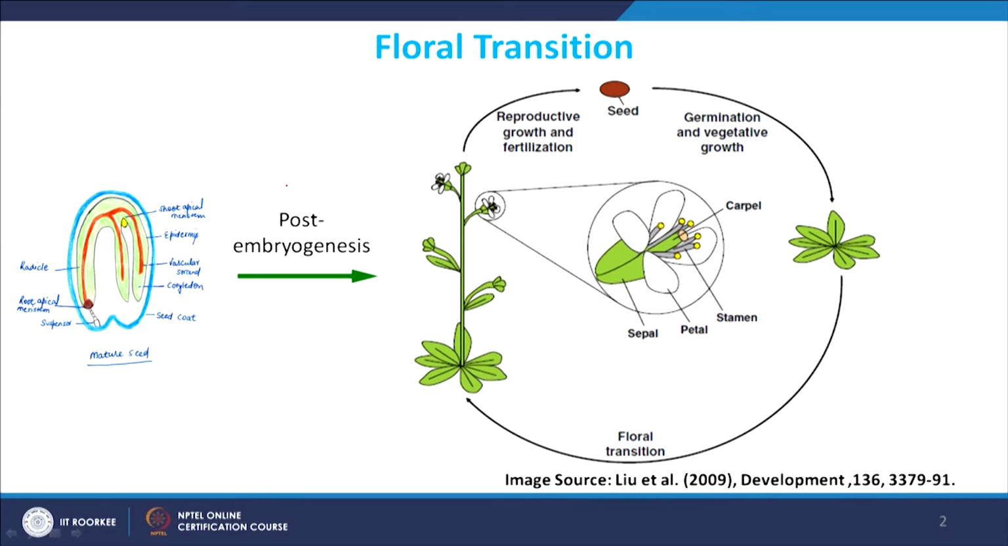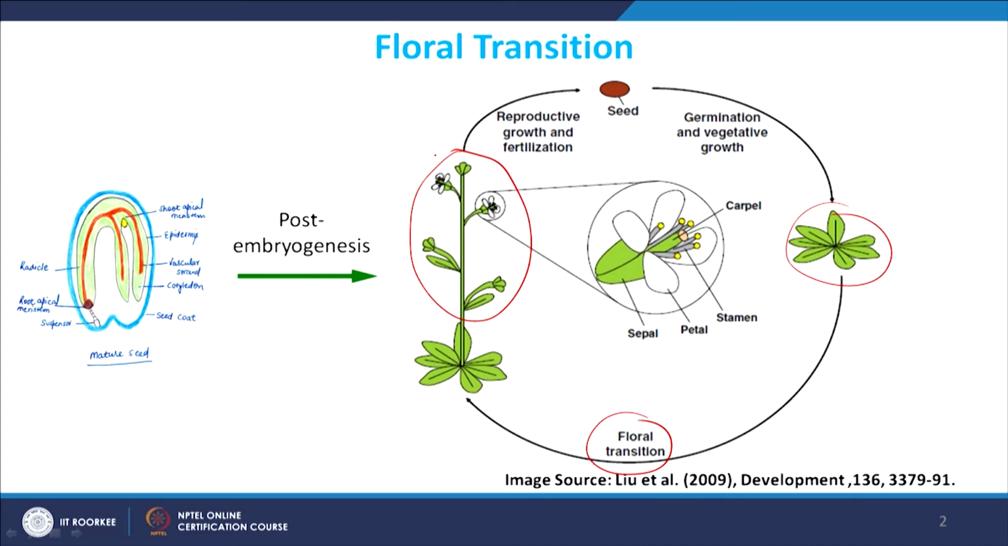So, when your plant starts post embryonic development after seed germination, up to a certain period of time in the life cycle, they only continue the vegetative growth, and that is the period when they make branches, they make leaves. Then at a particular time point in their life cycle, a major decision takes place, where the vegetative plant enters the process called floral transition, and it starts the reproductive phase.